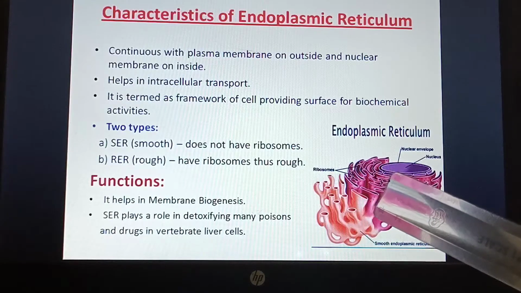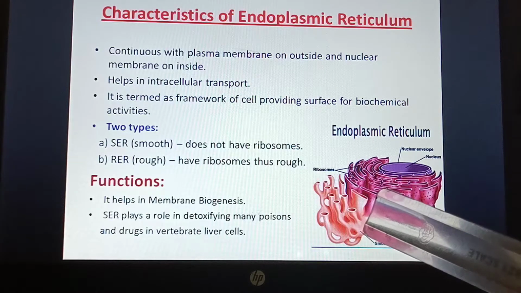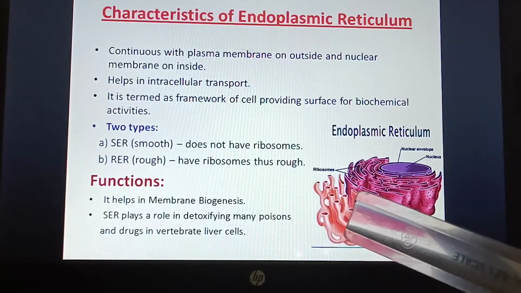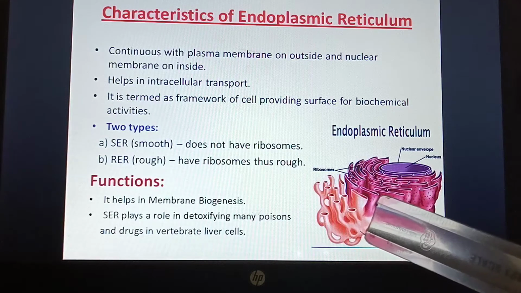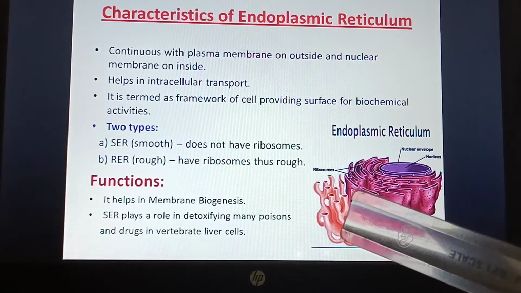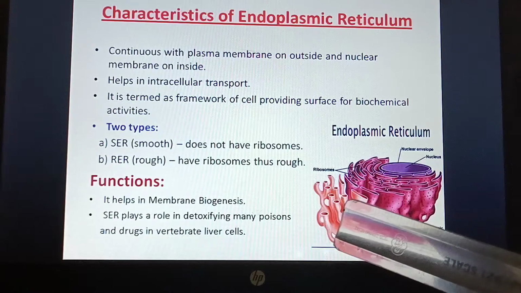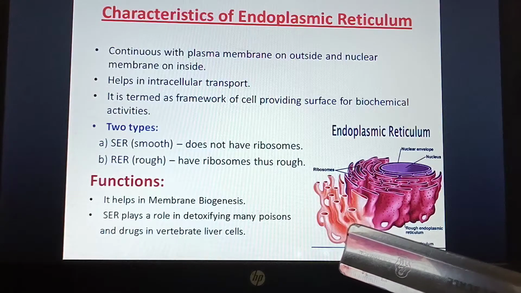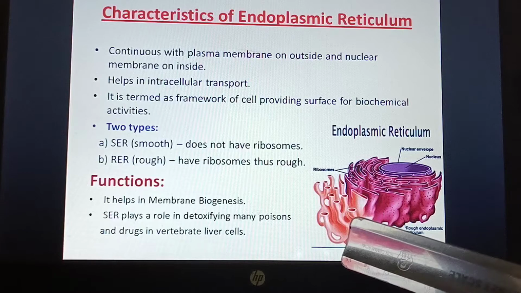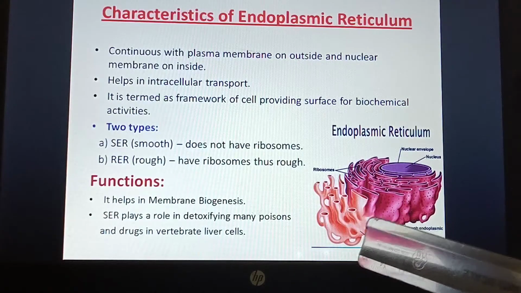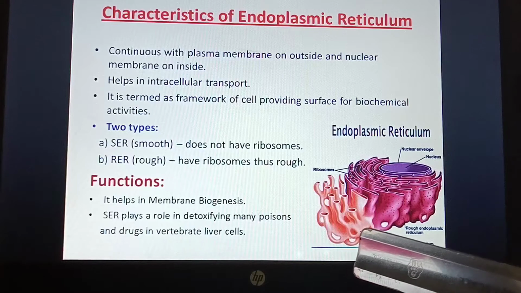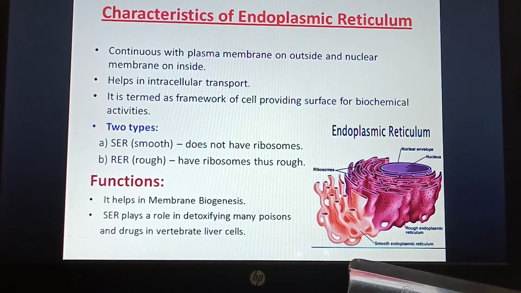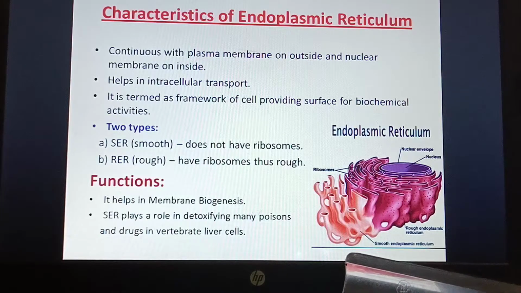Now what are the functions of endoplasmic reticulum? It helps in membrane biogenesis. What is the meaning of genesis? It is nothing but production. So membrane biogenesis is the production of membrane. This endoplasmic reticulum helps in the production of membrane. SER plays a role in detoxifying many poisons and drugs in vertebrate liver cells. Vertebrates are we human beings and some of the animals. So in the liver cell, the smooth endoplasmic reticulum helps to detoxify many poisons and drugs.